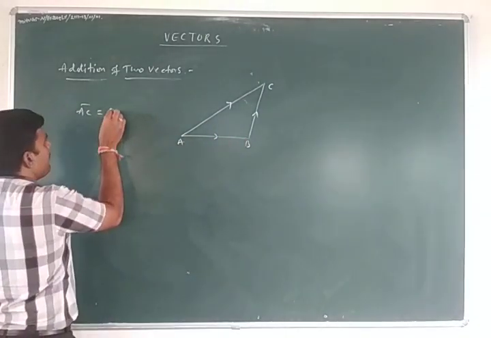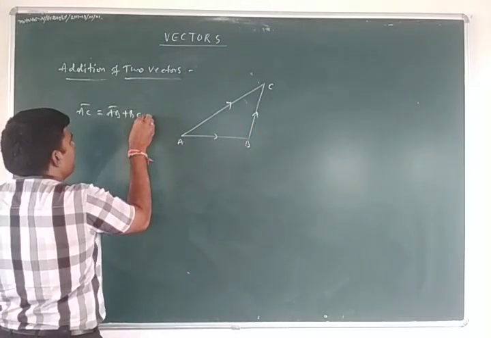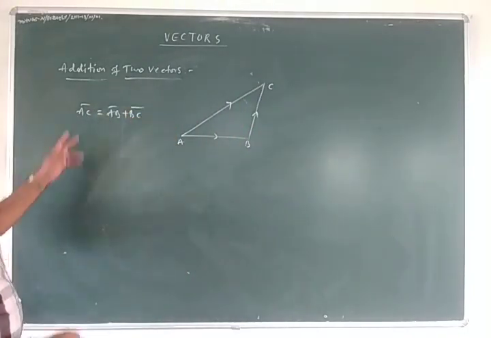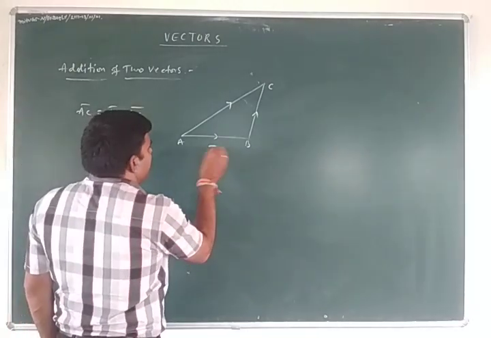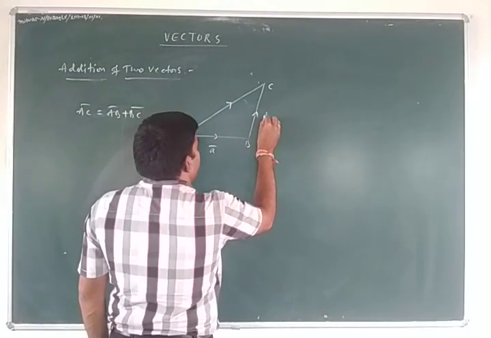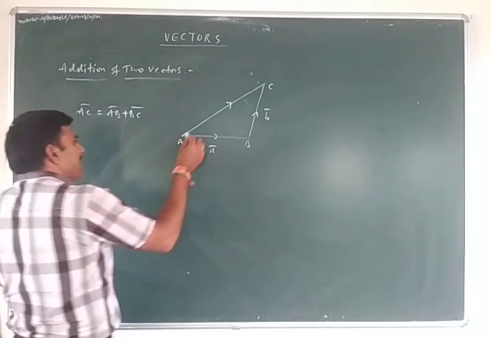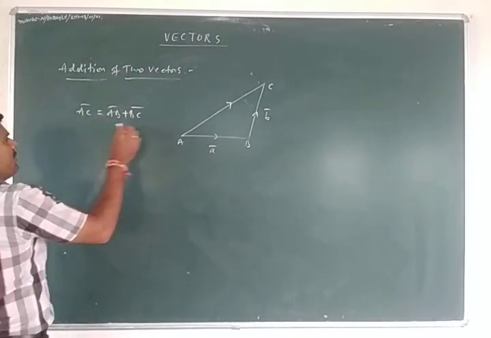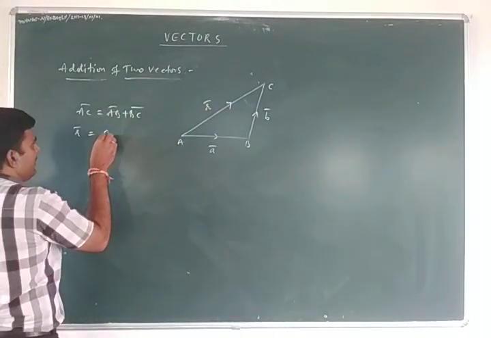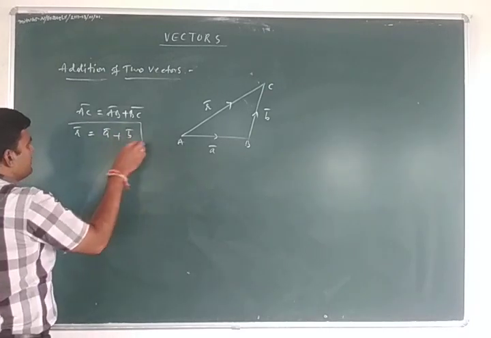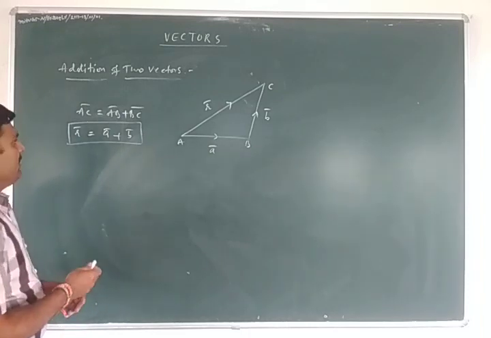AB bar plus BC bar. So AC bar is equal to AB bar plus BC bar. For suppose I am taking here AB bar is equal to A bar vector and BC bar I am taking here B bar vector. Therefore, the resultant vector of AC bar, let us take this is the resultant vector. So then R bar equal to A bar plus B bar. This is called the law of triangle in vectors.